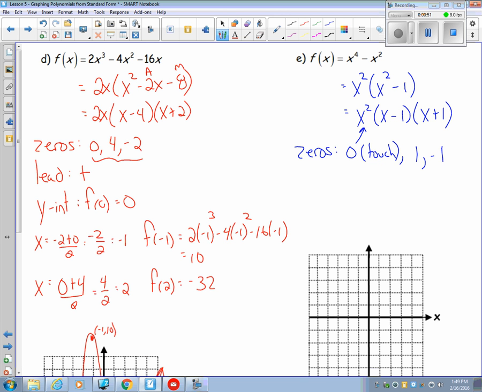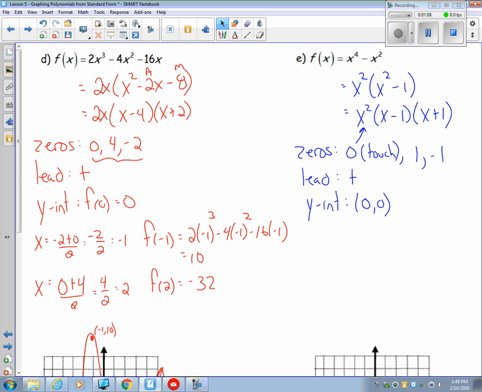What else do I got here? My leading coefficient. I can see that. That's positive. My y-intercept. I got 0, and if I put 0 in there, 0. Okay, that was easy enough. And so it's max mins. That's kind of our new trick here, right? Let's find some max mins.